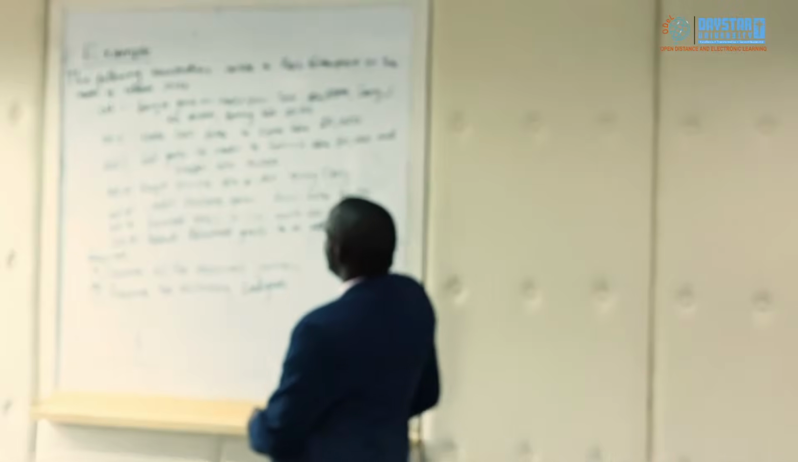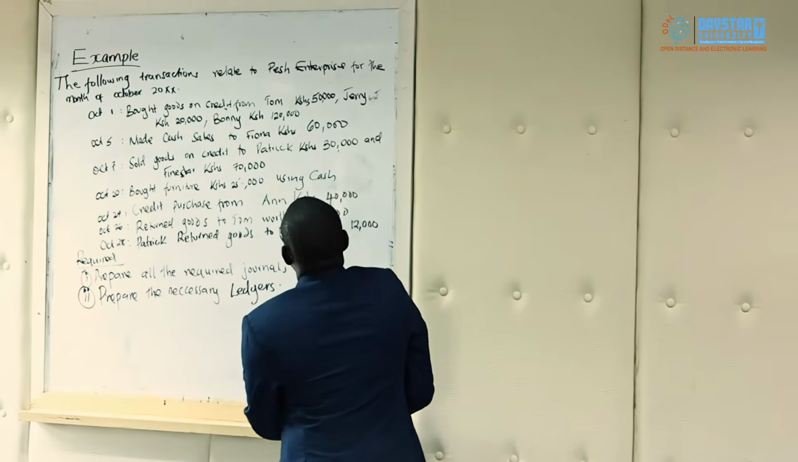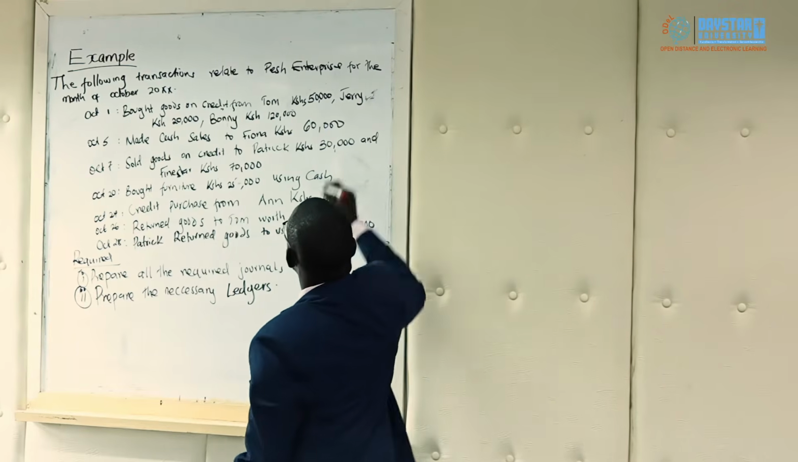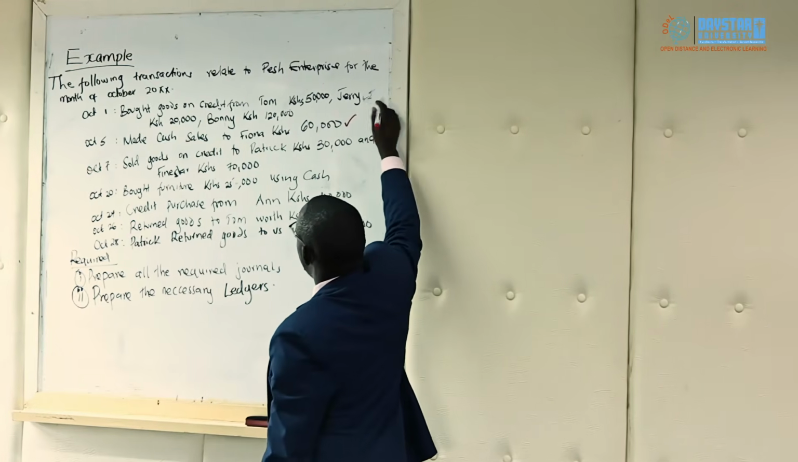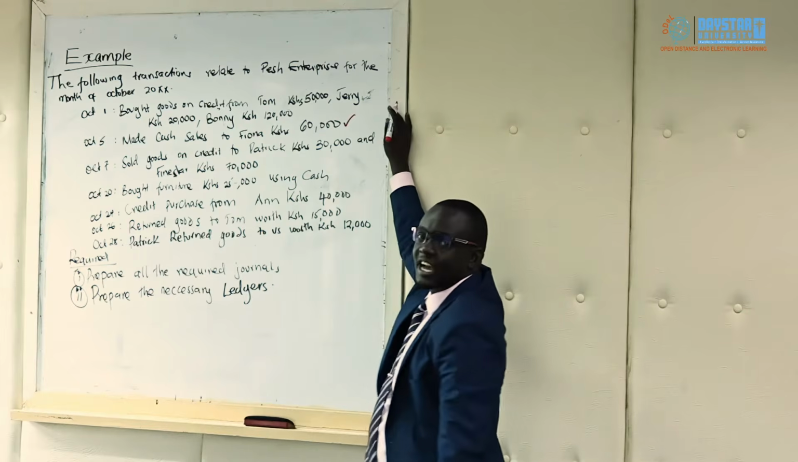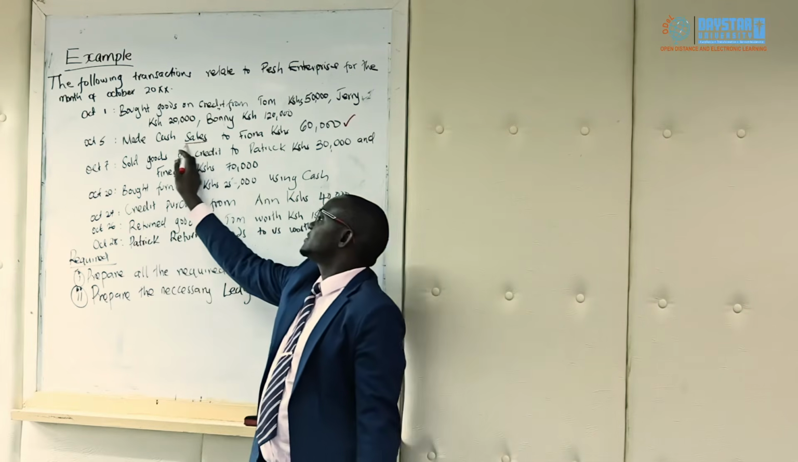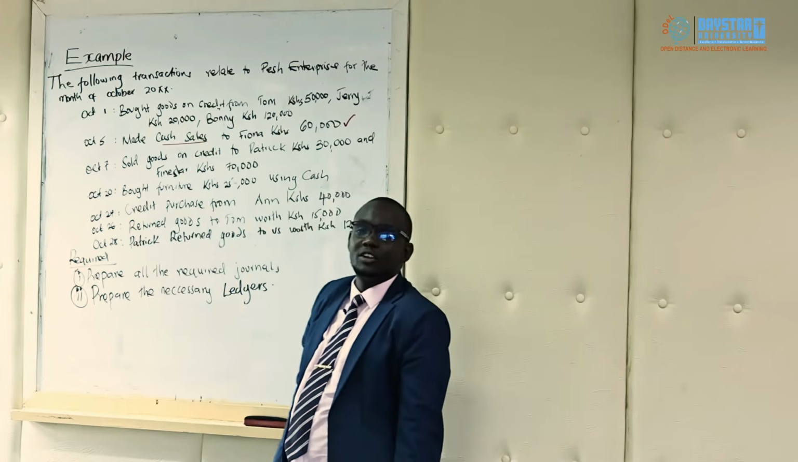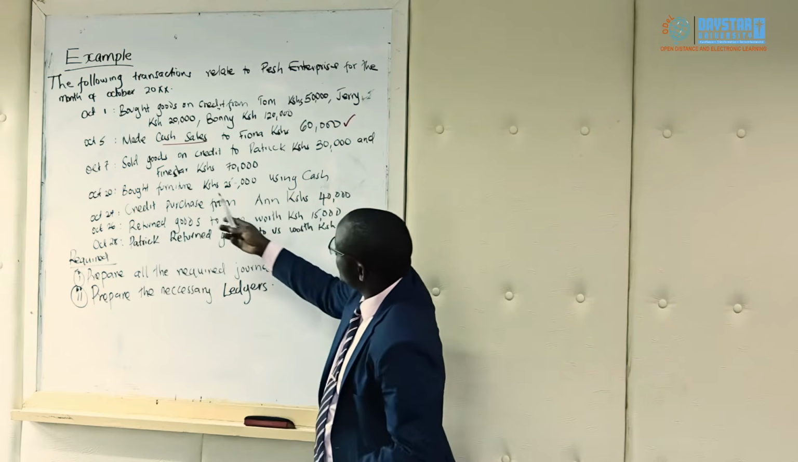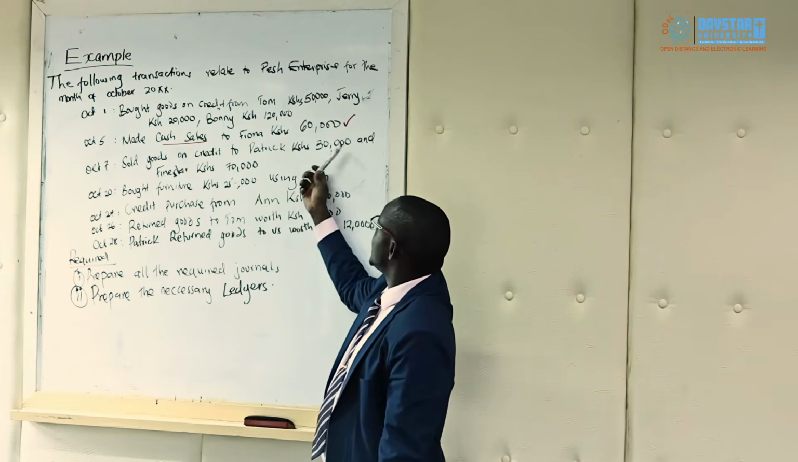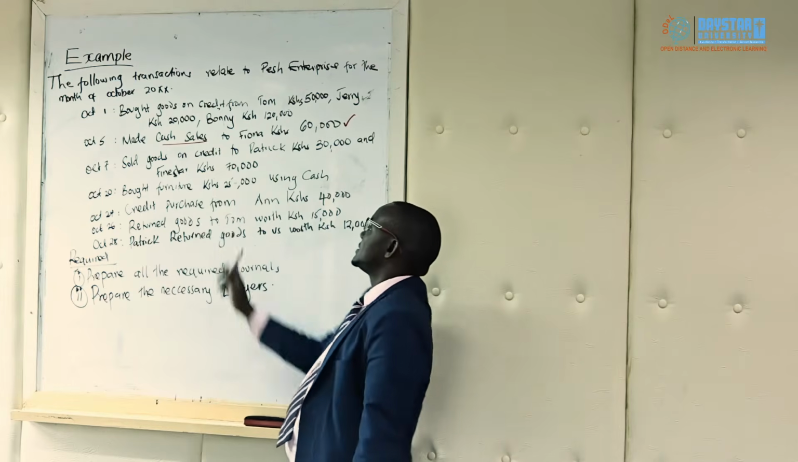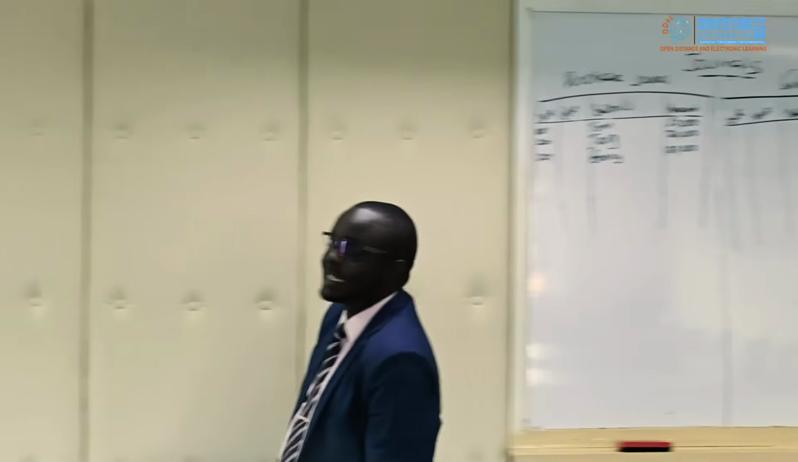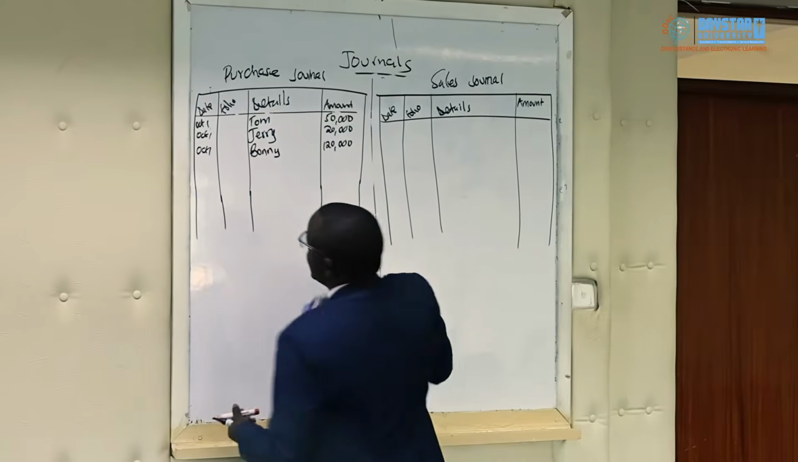The other transaction is made cash sales to Fiona. This is not recorded in a journal. Why? It is sold on cash. It is not recorded in the first 4 journals. Then we have sold goods on credit to Patrick, 30,000, Fine Star, 70,000. So that is recorded in the sales journal. So we go to the sales journal.